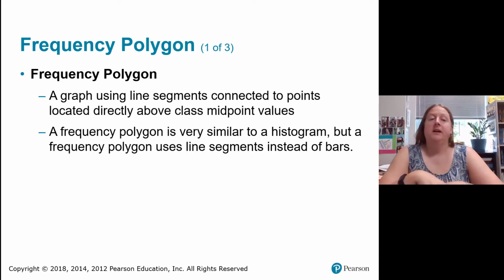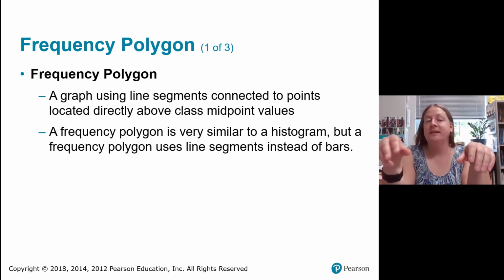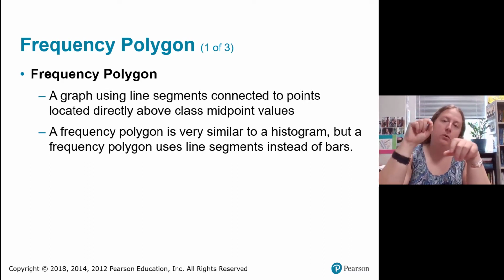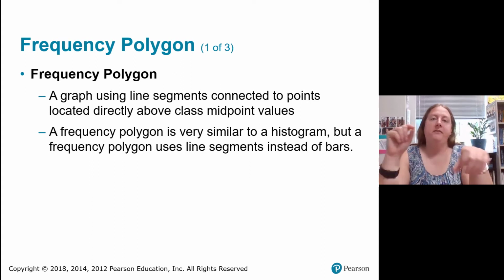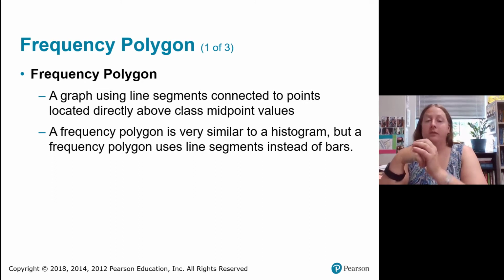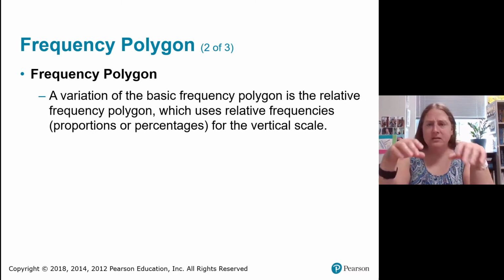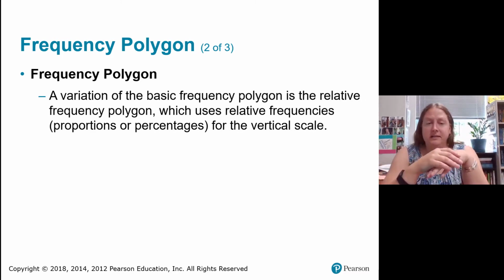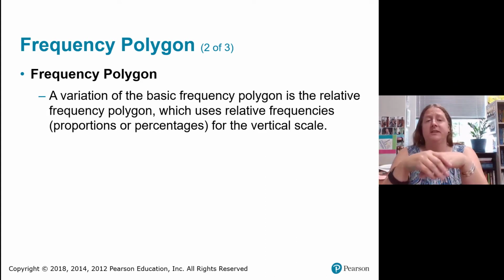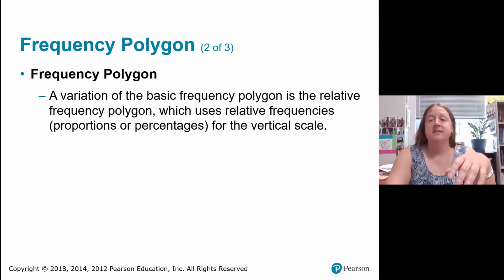The frequency polygon is a graph that uses line segments to connect points that are located directly above the class midpoint values. So if we took our histogram and put a point at the center top of every bar on our histogram and then played connect the dots with those dots, we would have what's called a frequency polygon. Just like with a histogram, we can also have a relative frequency polygon. These are very common things.